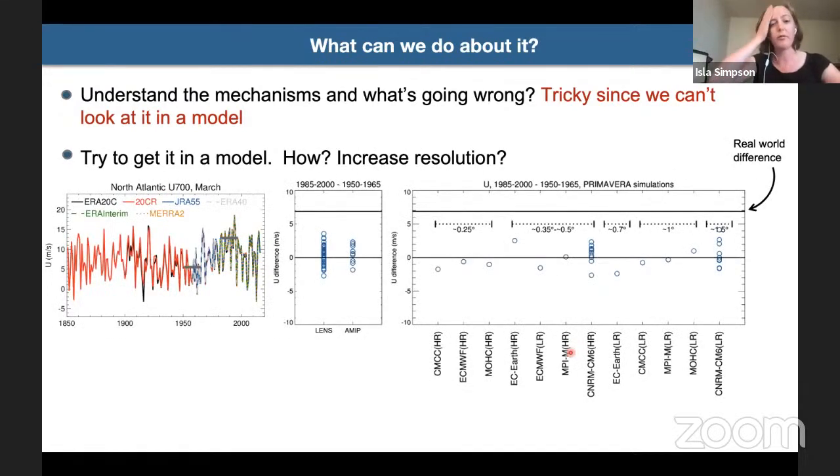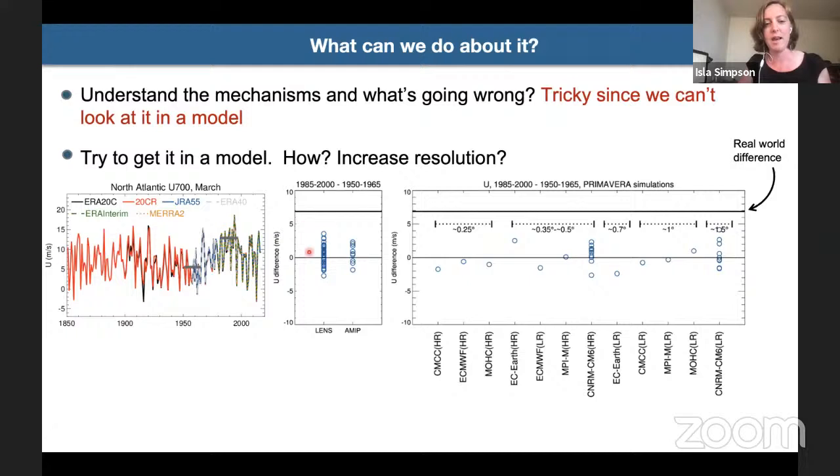These are some results from the Primavera simulations, which have varying resolutions. And these are shorter runs, and they're run with observed SSTs. And so here I'm just showing the difference between two 15-year periods where the difference in the jet stream was large in the observations to see whether these higher resolution models are coming closer to producing that difference.